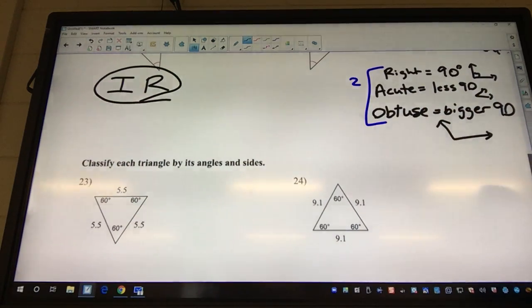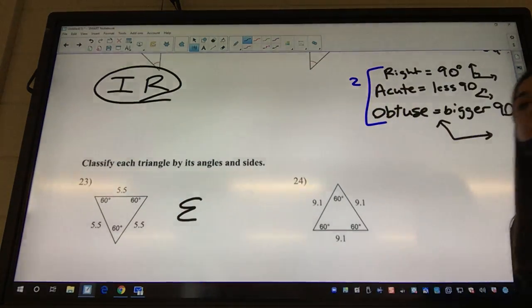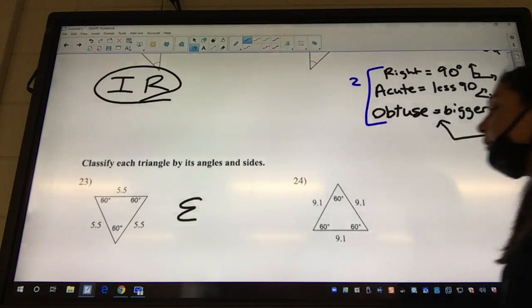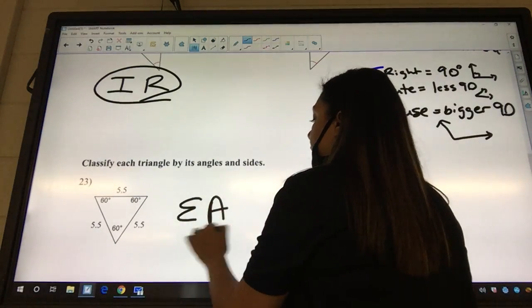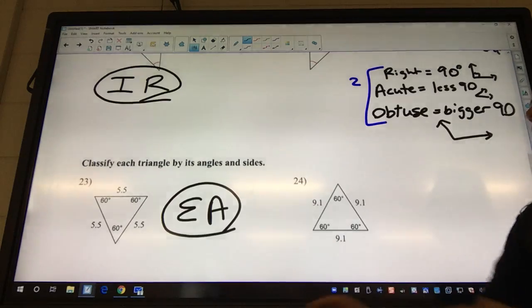And then if we look at 23, I got one side is 5.5, another is 5.5, and another is 5.5. It's an equilateral, and then I got the degrees are 60, 60, and 60. And so same thing, you can just write EA for your answer. I'm okay with that.